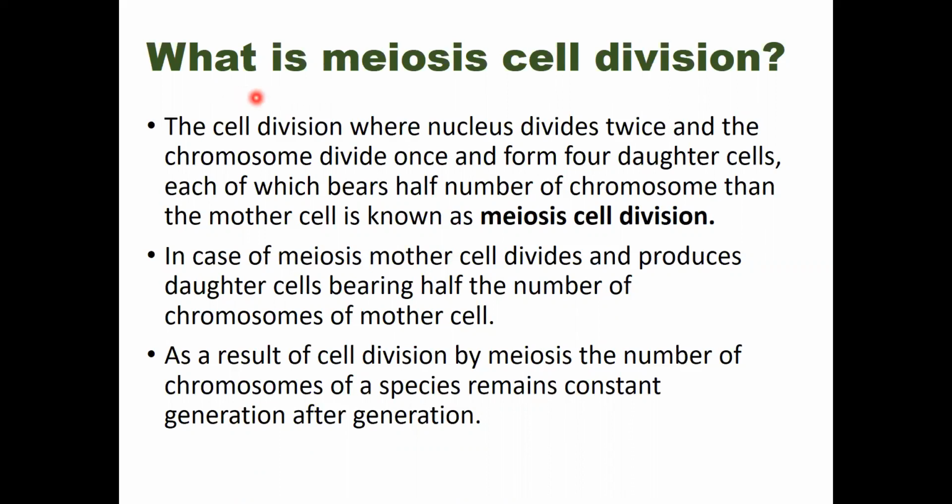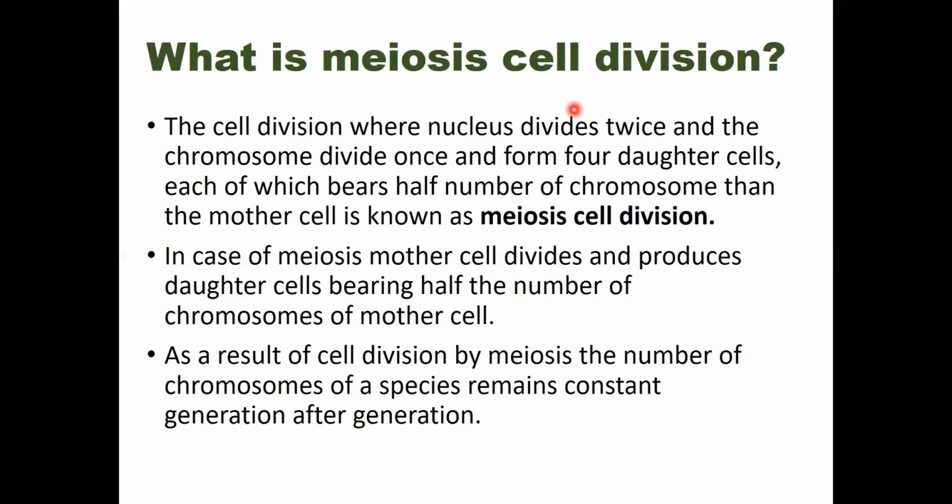So at the very beginning, let's talk about the definition of meiosis cell division. Meiosis is a cell division where the nucleus divides twice and the chromosome divides once, and then it forms 4 daughter cells, each of which bears half the number of chromosomes of the mother cell. So this is the definition of meiosis cell division.